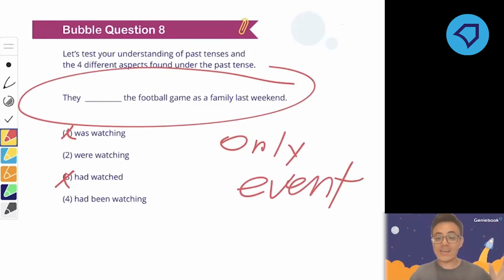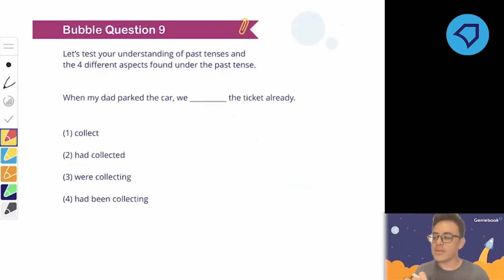It's the only event. You don't need to use "had been watching." You can use "had been watching" when 2 events are happening at the same time, and when that other event was happening, this event was happening as well. Then you can use "had been watching." But if it's only one event, use number 2. When my dad parked the car, we bought the ticket already.